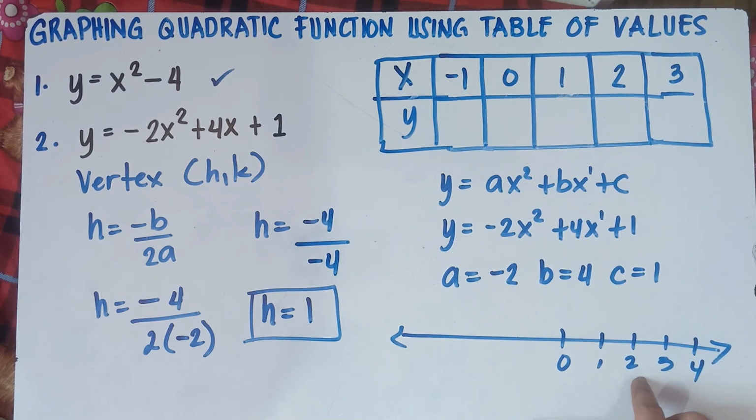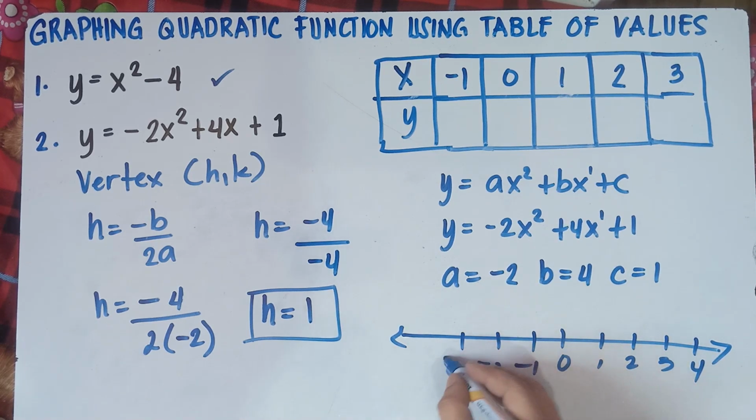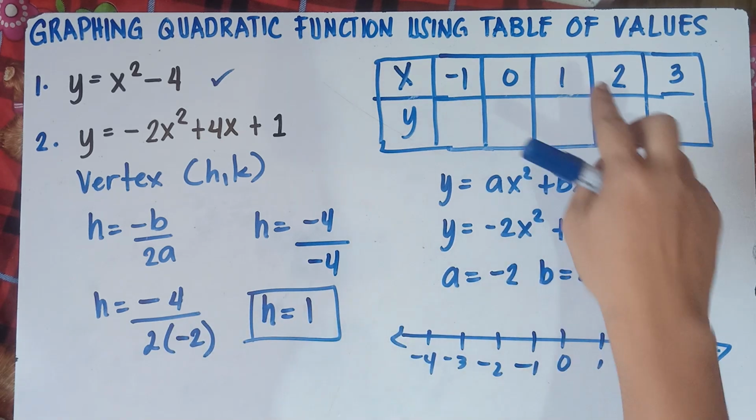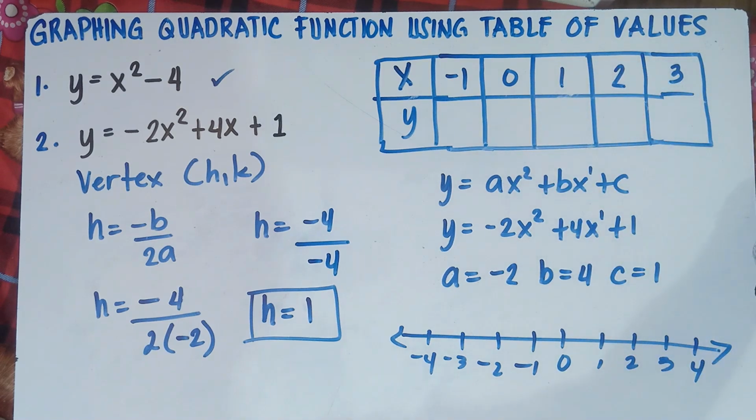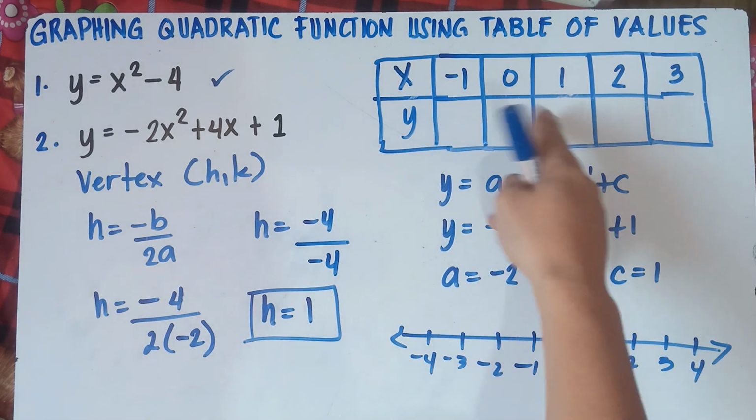Just add 1. So 1 plus 1 is 2. 2 plus 1 is 3. 3 plus 1 is 4. And then going to the left after 0, that's negative 1, negative 2, negative 3, negative 4, and so on. So once again, from the center part, going to the right, just add 1. Going to the left, subtract 1.